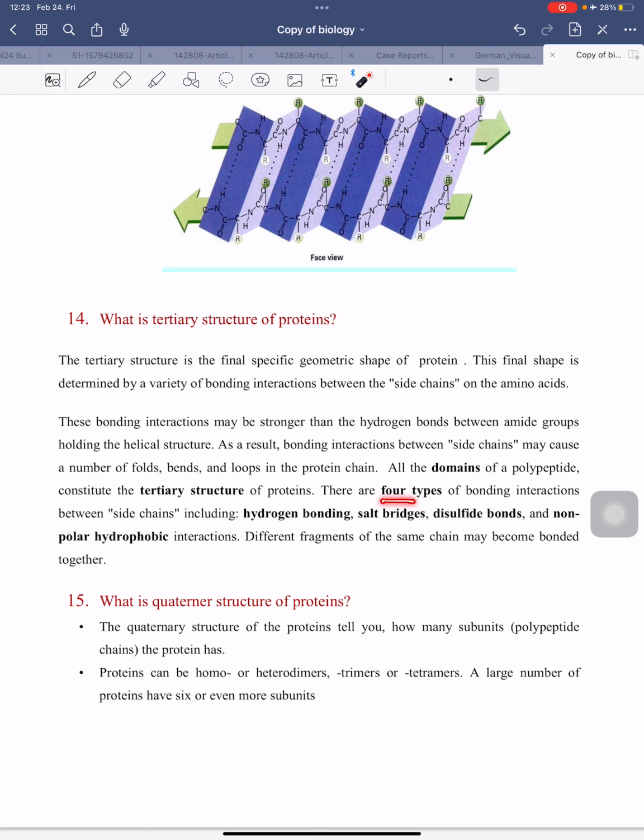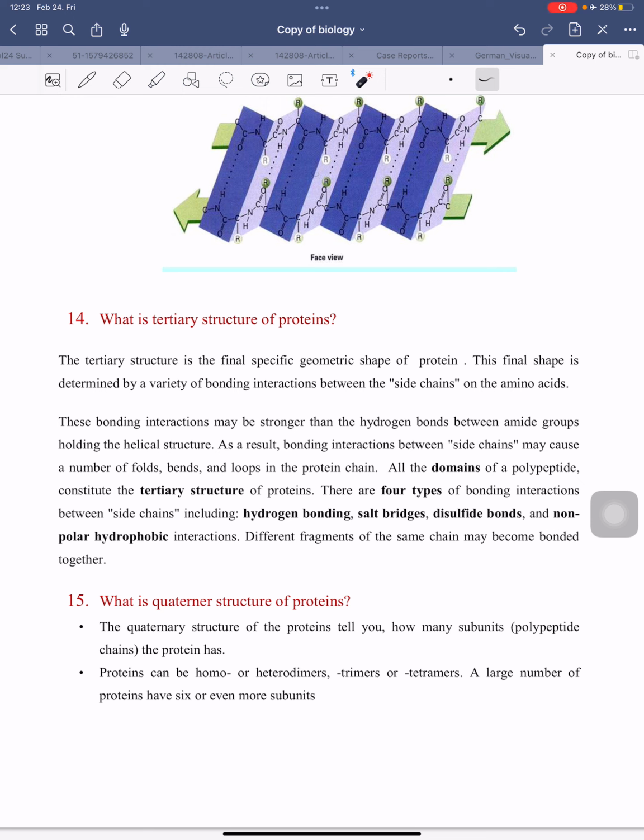There are four very important types of interaction: hydrogen bond, salt bridge or ionic interaction, disulfide bridge between two cysteine, and nonpolar hydrophobic interaction between the nonpolar side chains. Different fragments of the same chain may bond together. Now we understand how the tertiary structure is formed.